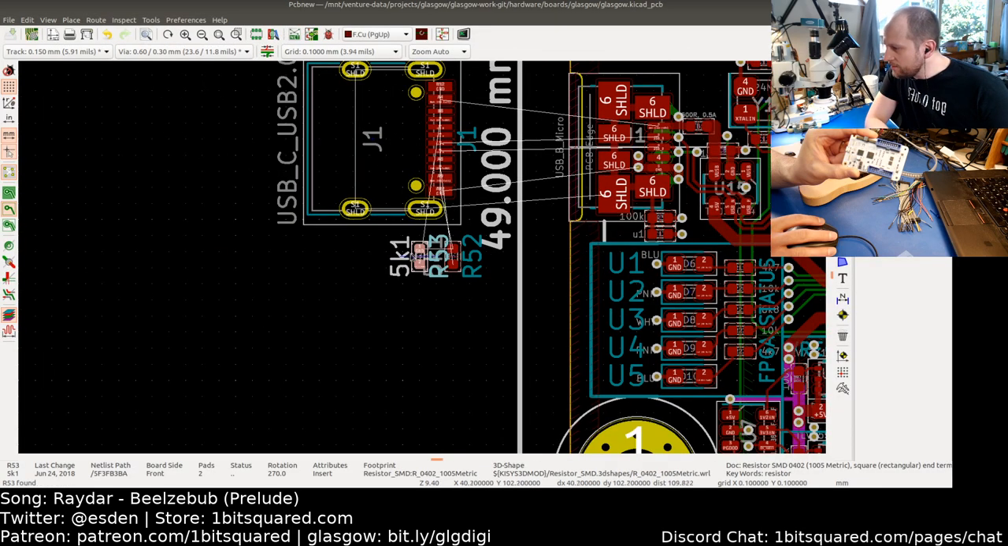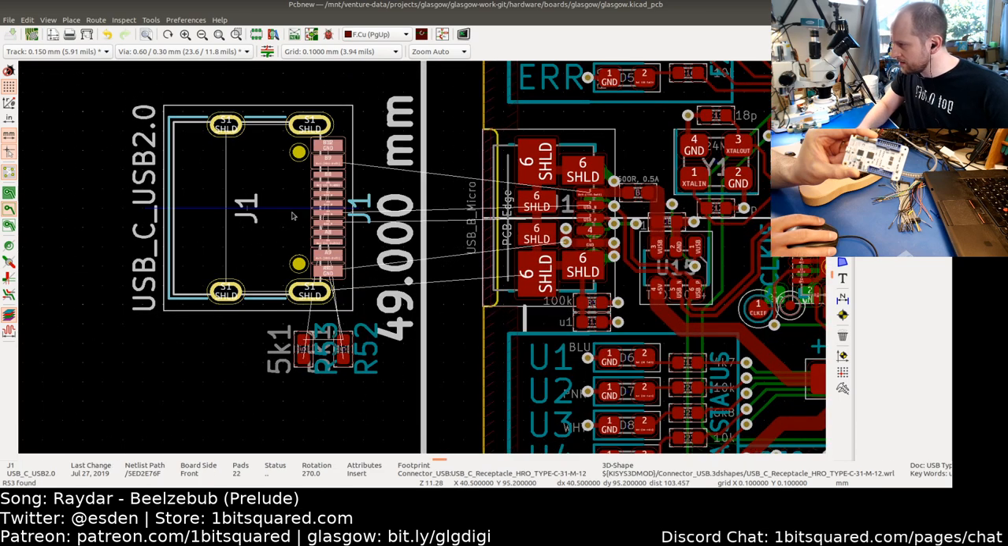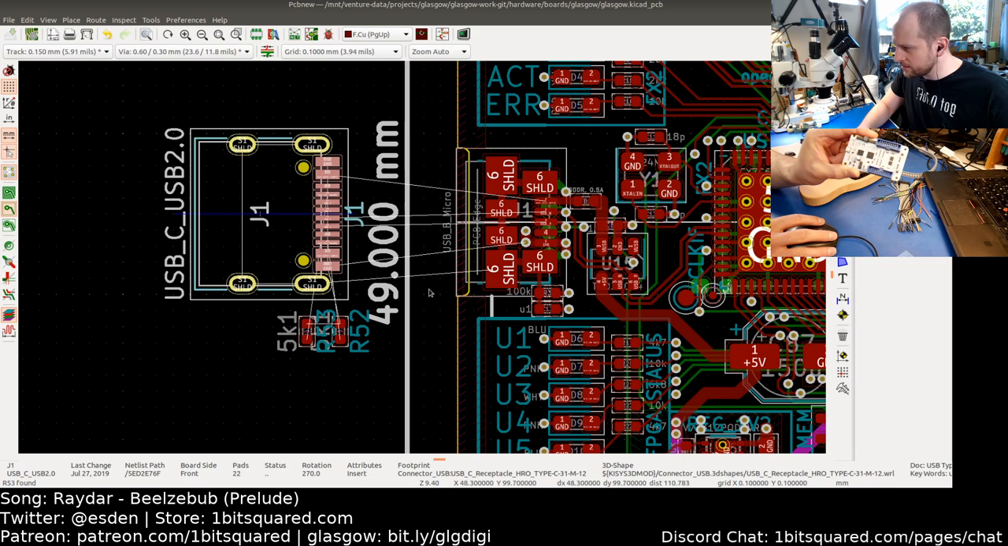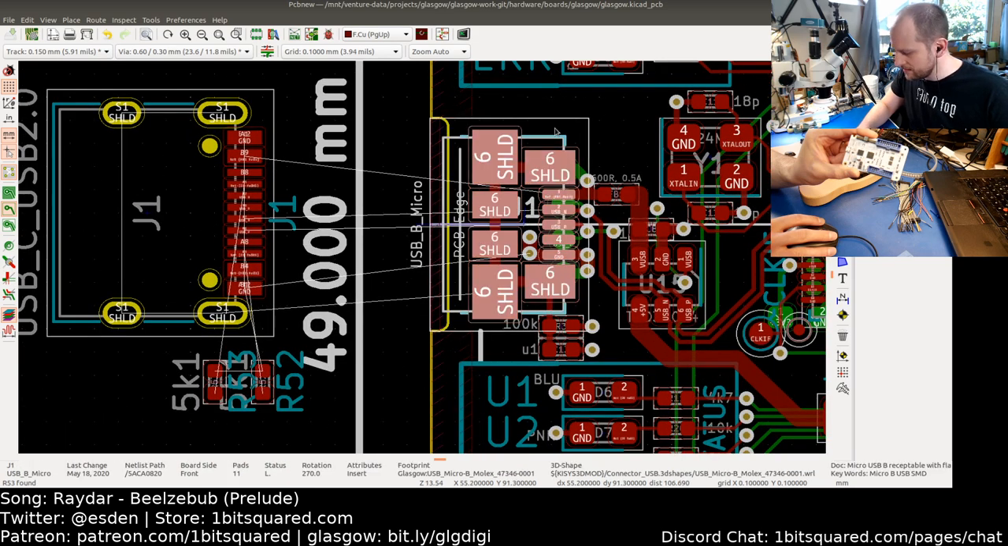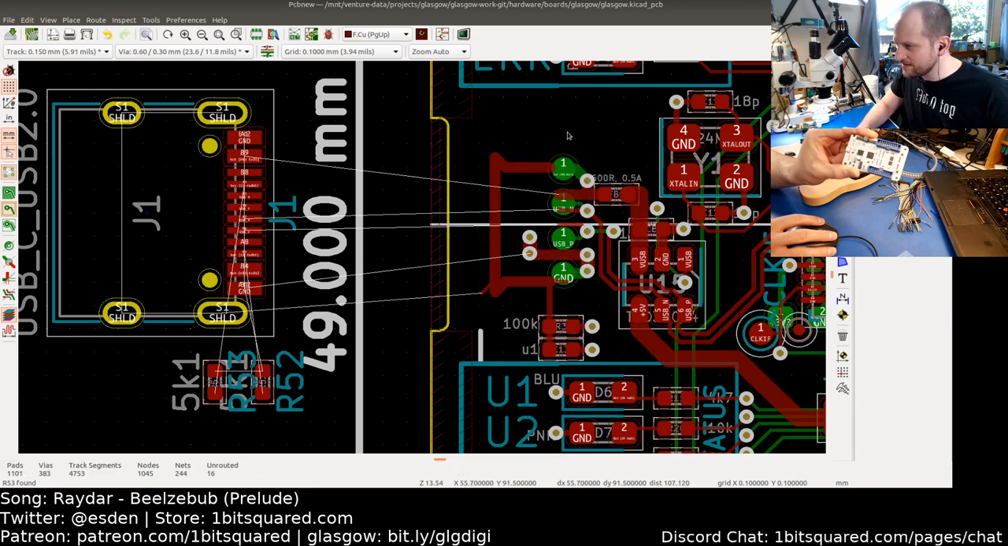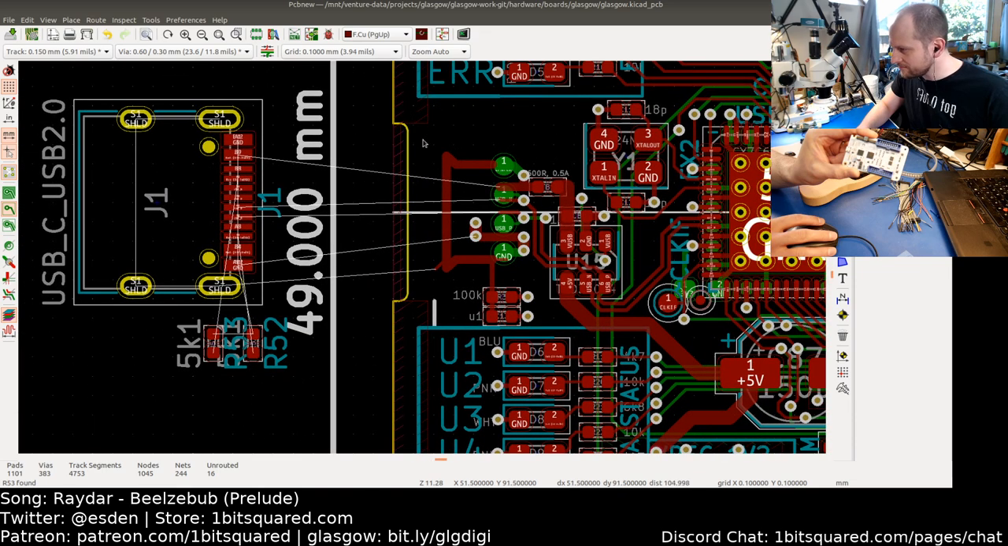Yeah, so we have the resistors and we have the USB connector. So this USB connector is going bye-bye. Oh, this is locked. So they are preventing you from deleting by asking twice, which is nice.